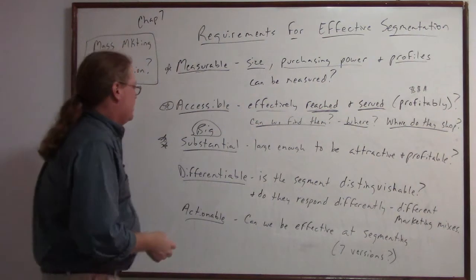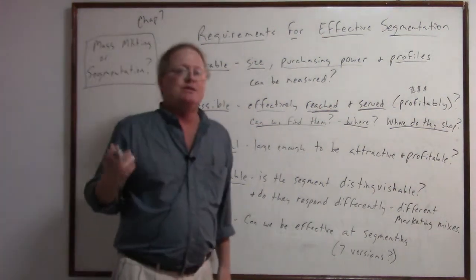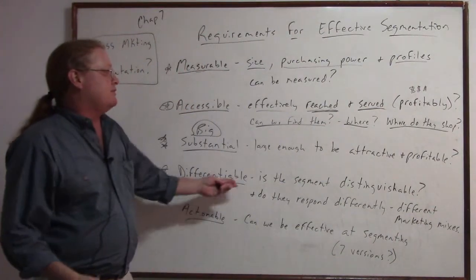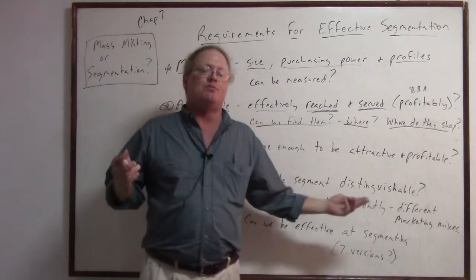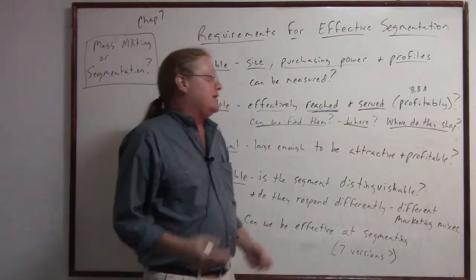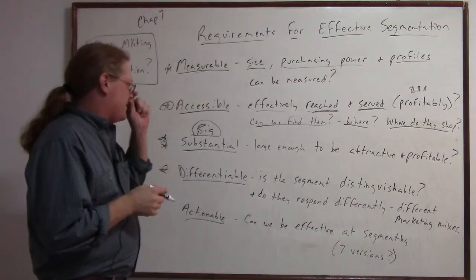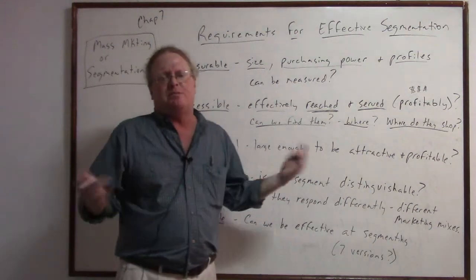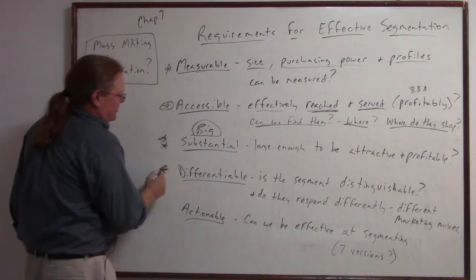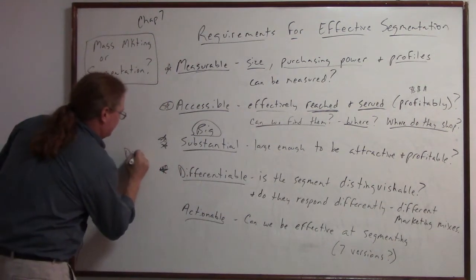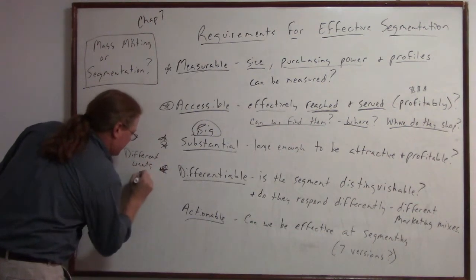So we need a market segment that is big, or big enough, so we can turn a profit. Another thing, when we're looking at our market segment, is: is it truly different? Is the segment distinguishable? Do they respond differently to different marketing mixes? If they don't, then we might be wasting our time. We're trying to create something that might not be needed. So are they really truly different? Do they have different wants or needs?